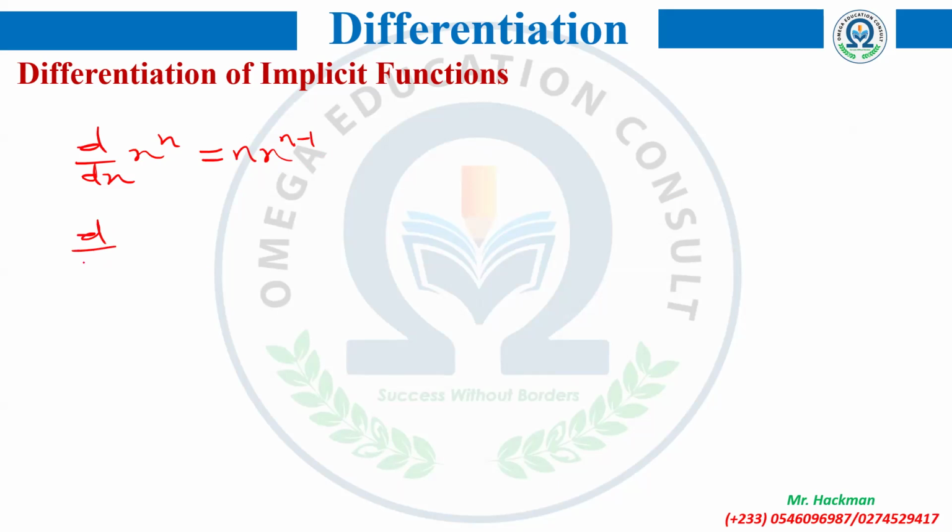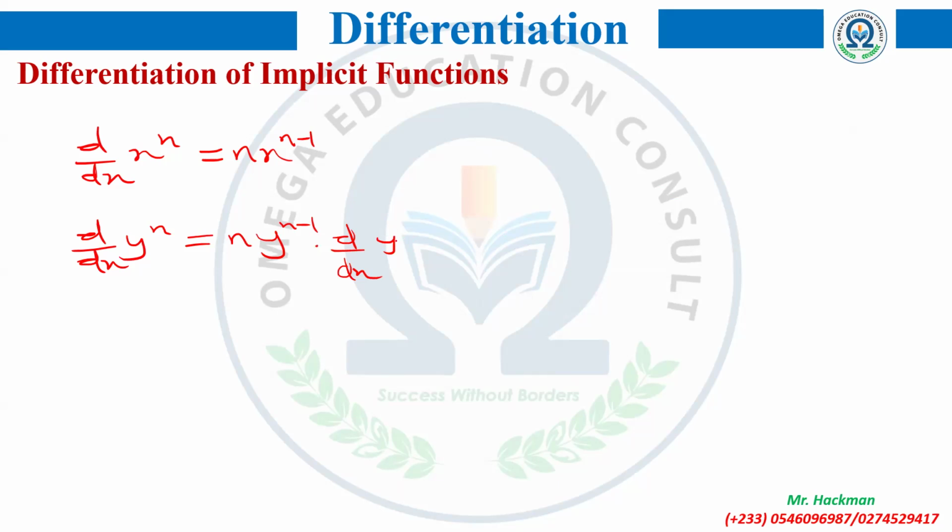Assuming I have d/dx of y to the power n. The same technique: bring the power down, keep your y, reduce the exponent by 1. But unfortunately, this time around, the quantity d/dx of y will not give you 1. It will rather give you dy/dx. Do you get it? Should I come again, my professors? Please come again.